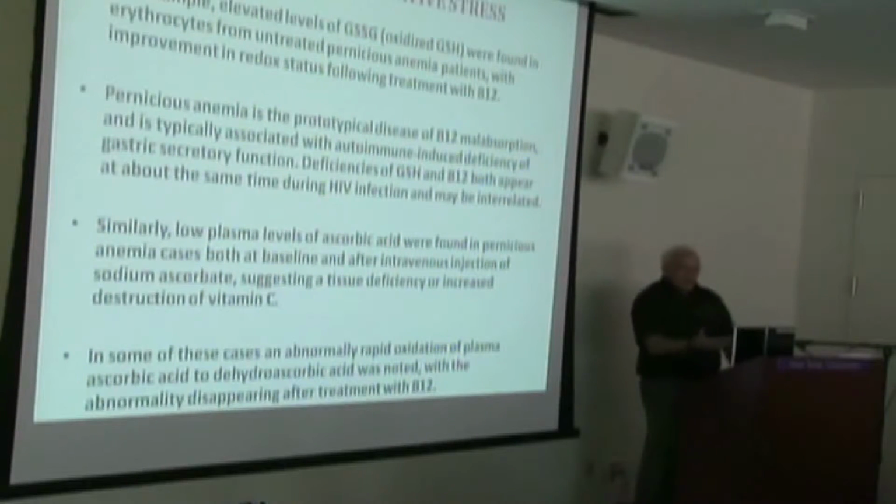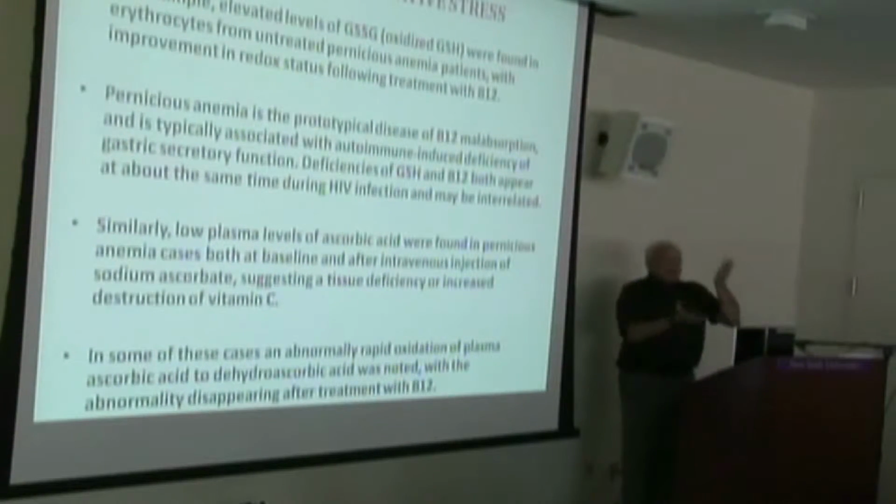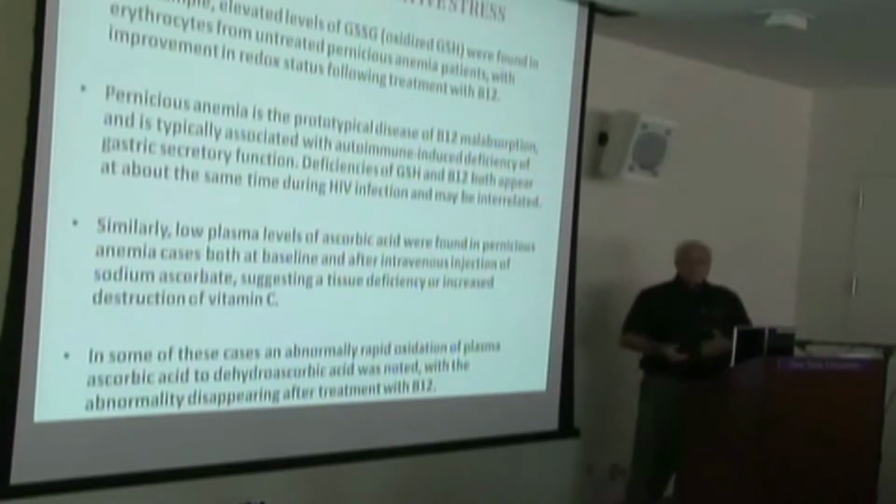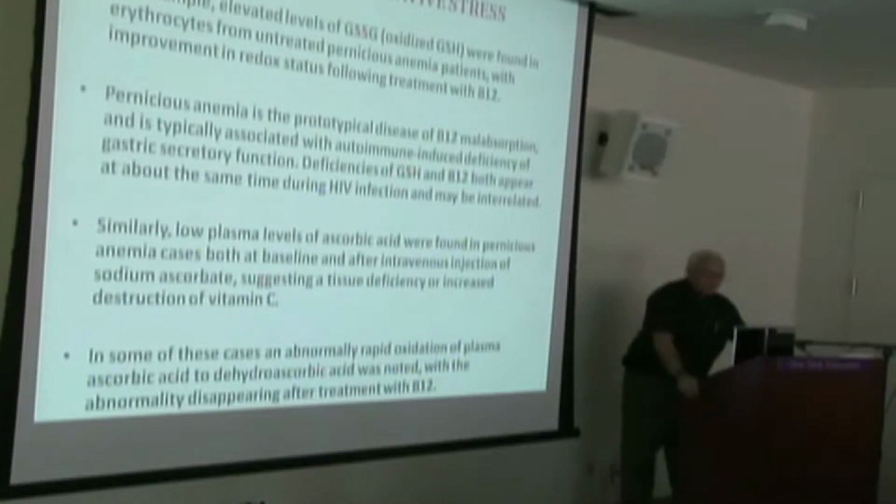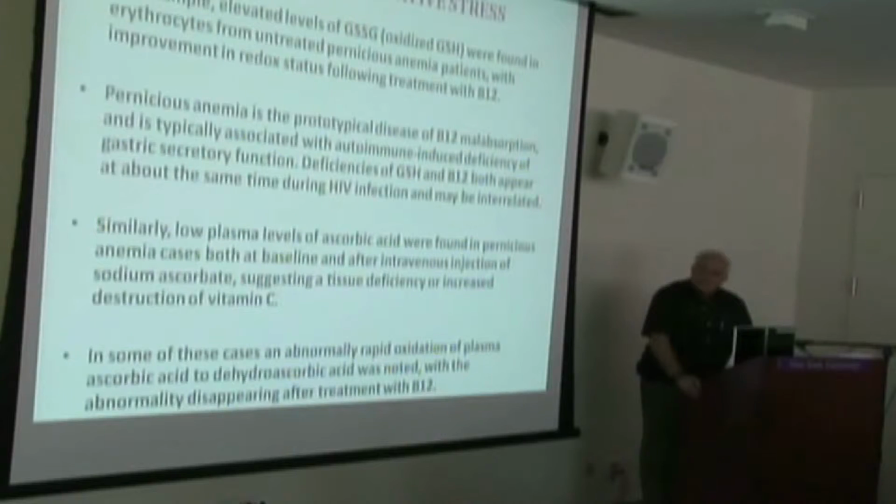You see, with that GSSG, you've taken away the hydrogen, so it's oxidized, and you can measure the ratio of GSH to GSSG, and the higher the GSH is, the more the body's able to take care of the oxidative stress. And B12 maintains that ratio. And in HIV, the B12 deficiency shows up at the early stages of HIV infection, as does the low, reduced glutathione.